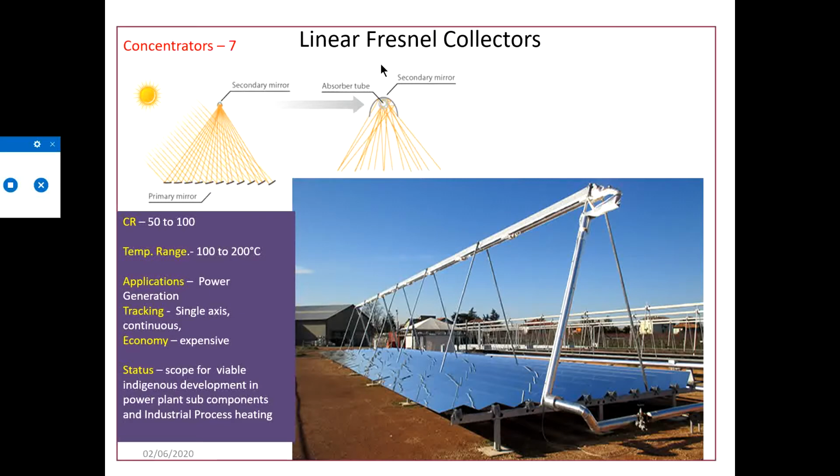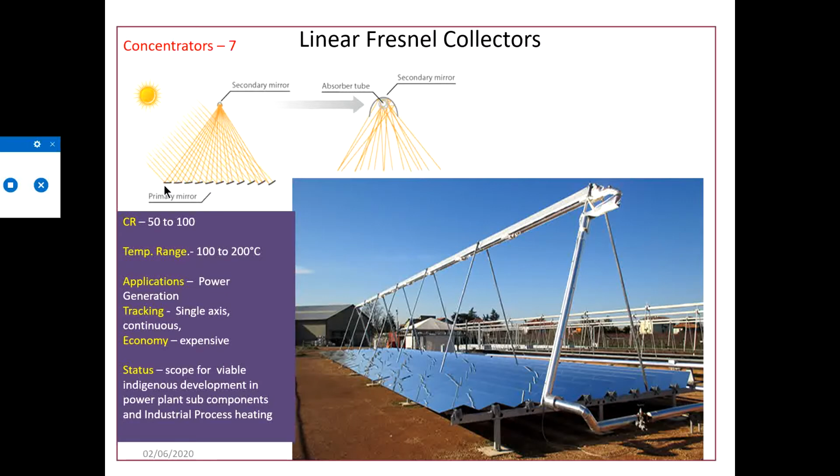Next type of concentrator is linear Fresnel collectors, linear Fresnel reflector you can say. So here Fresnelization means providing individual mirrors which individually reflect the solar radiation on a common absorber. So you can see here there are a number of mirrors which are arranged in a separate manner, and each mirror is tracked with this shaft separately. Each mirror is tracked. You can see here this is a mirror and this is tracking device.